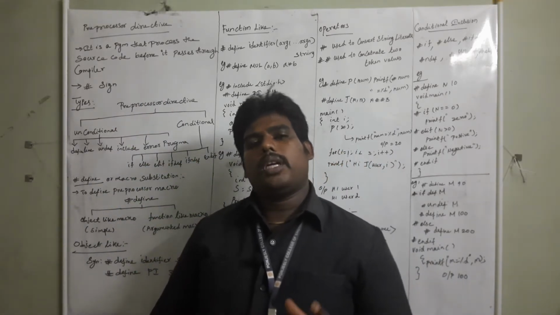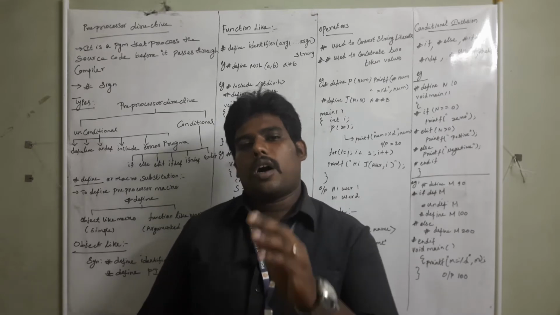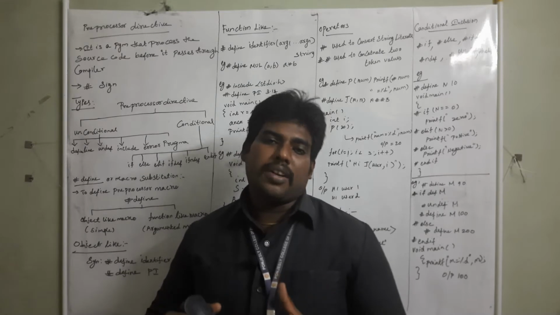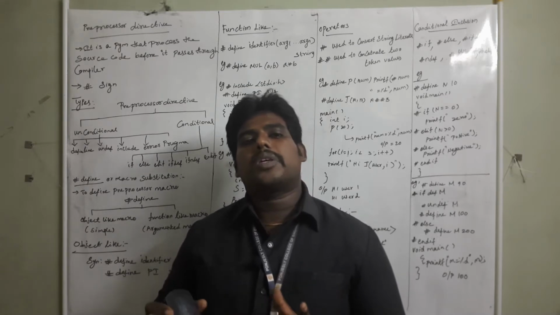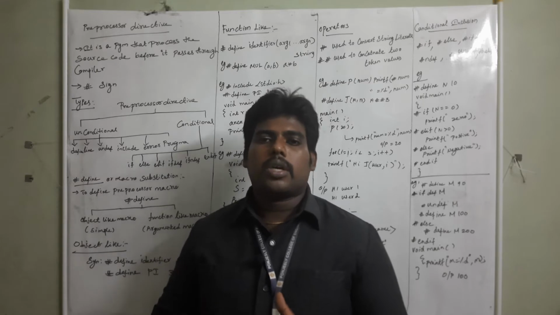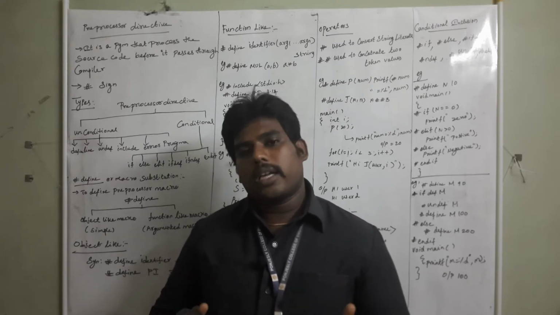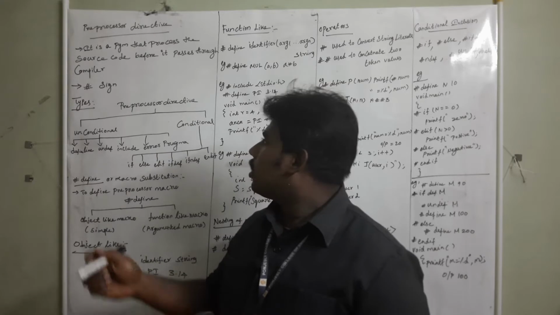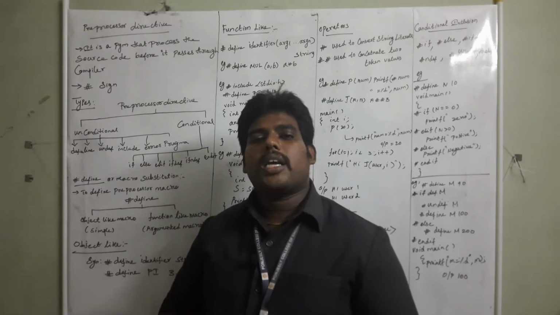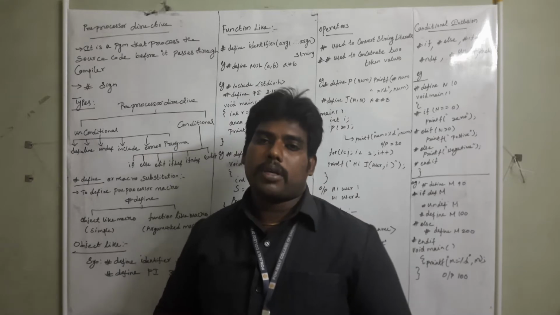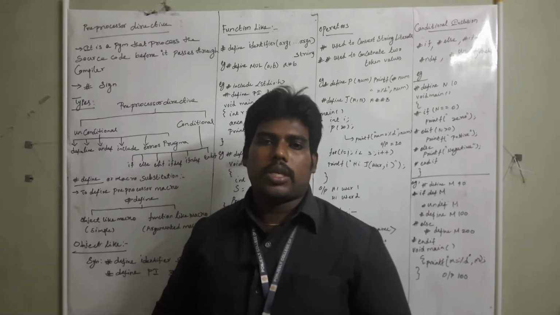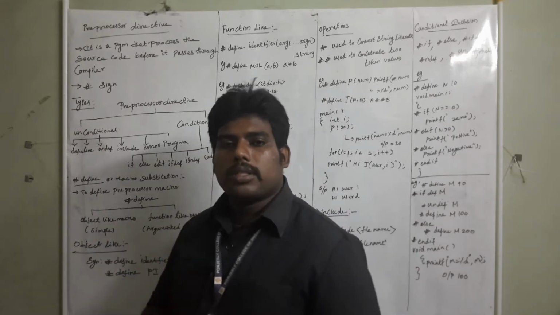So what are preprocessor directives? In all the programs you are using preprocessor directives, the header files. The header files are also considered preprocessor directives. How do you identify a preprocessor directive? By seeing the hash symbol, we can identify it as a preprocessor directive. Your header files are also preprocessor directives.